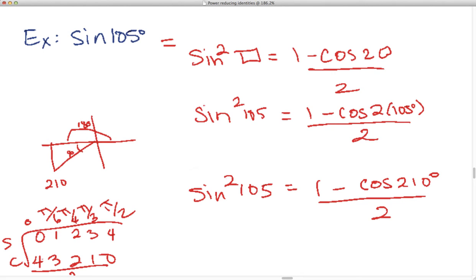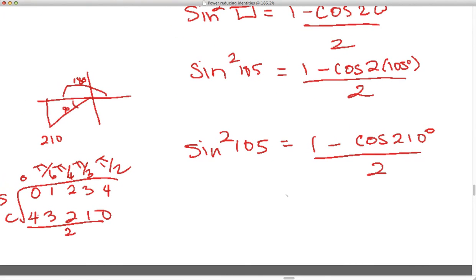And then I have, running out of space there it seems. And then at this point we need the actual sine of 105, so we square root both sides.